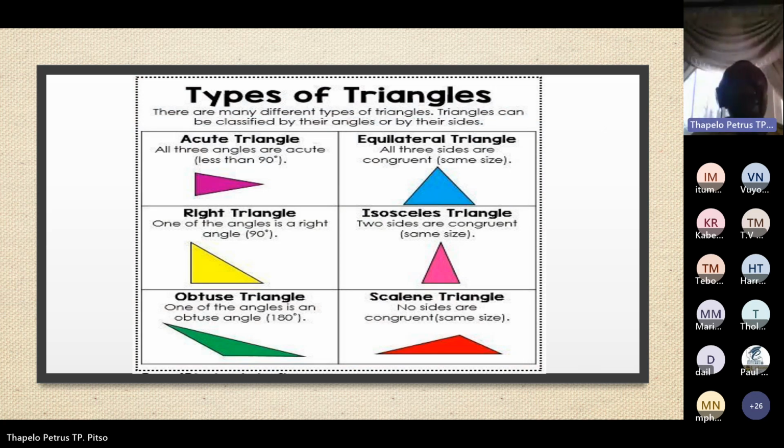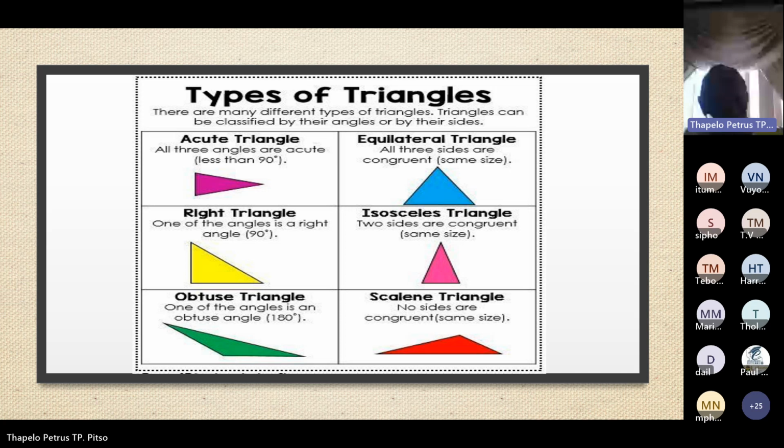Acute triangle, therefore, we remember when you say acute, you say anything less than 90 degrees. Therefore, you look at your biggest angle. If your biggest angle is less than 90, or all angles in the triangle are less than 90, then that triangle is your acute triangle. It's very important. And when you look at the triangle again, if the biggest angle equals 90, the biggest angle defines the type of triangle.